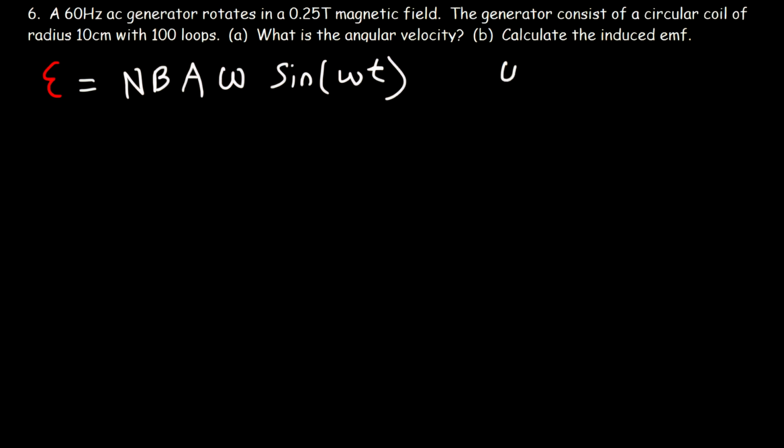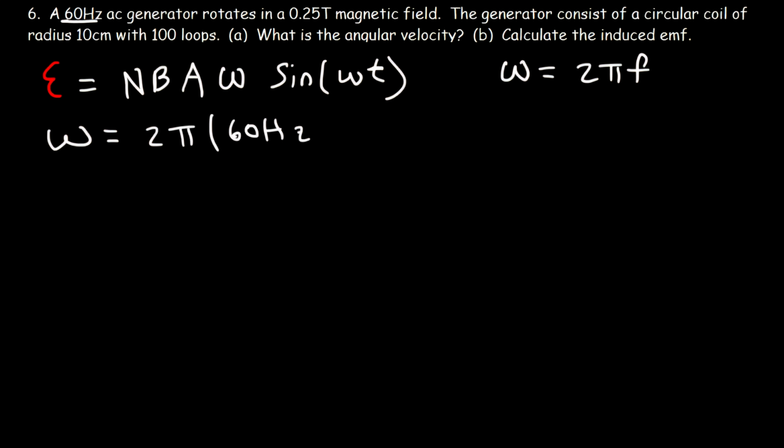To find the angular velocity omega, it's simply equal to 2 pi f, where f is the frequency measured in hertz. The frequency is 60 hertz, so omega is going to be 2 pi times 60 hertz. Two pi times 60 is equal to 120 pi, which as a decimal is about 376.99 s to the minus 1, or radians per second. So that's omega. That's how you can find the angular velocity.